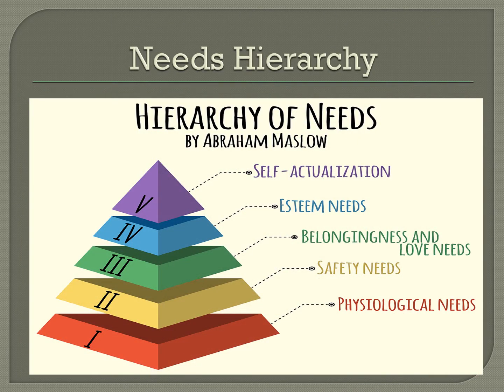Abraham Maslow believed that all people are motivated to fulfill 5 need levels as seen in the displayed chart. Level 1, physiological needs. Level 2, safety needs. Level 3, belongingness and love needs. Level 4, esteem needs. Level 5, self-actualization.